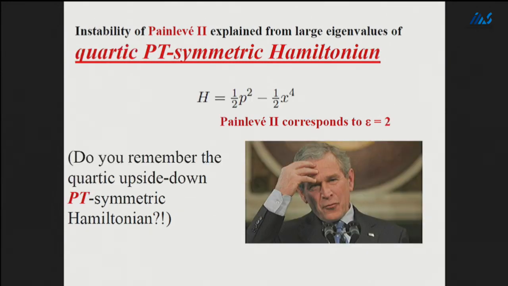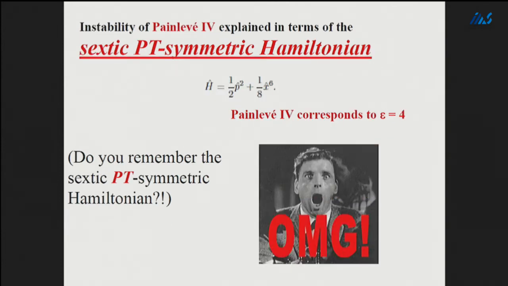And Painlevé 2 can be explained by looking at the large eigenvalues of the quartic PT symmetric Hamiltonian, the minus x to the 4 Hamiltonian. So Painlevé 2 corresponds to epsilon equals 2. And you remember that quartic upside down Hamiltonian. So Painlevé 4 corresponds to a sextic PT symmetric Hamiltonian, which is this. So Painlevé 4 corresponds to epsilon equals 4, which is quite remarkable. Okay? And if you like, later on, I'll tell you some conjectures about why there are only 6 Painlevé transcendents, but there's a continuous number of values of epsilon, but we can save that for later.